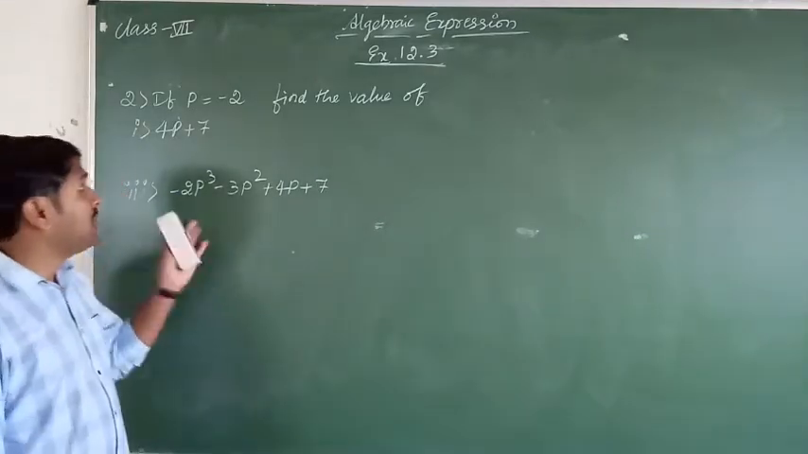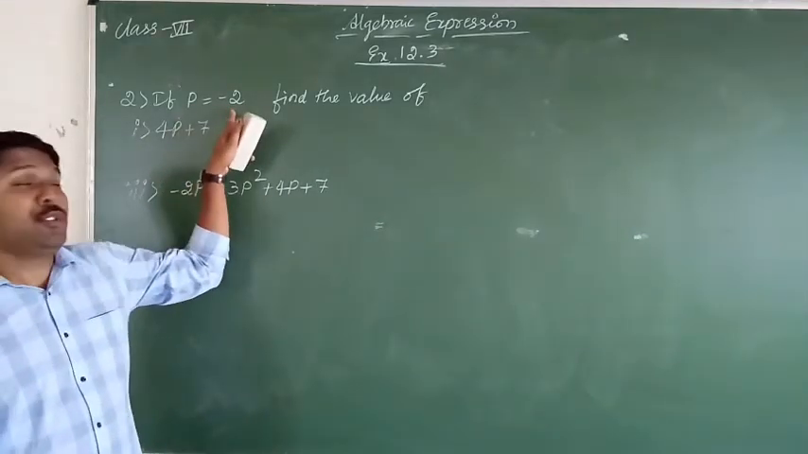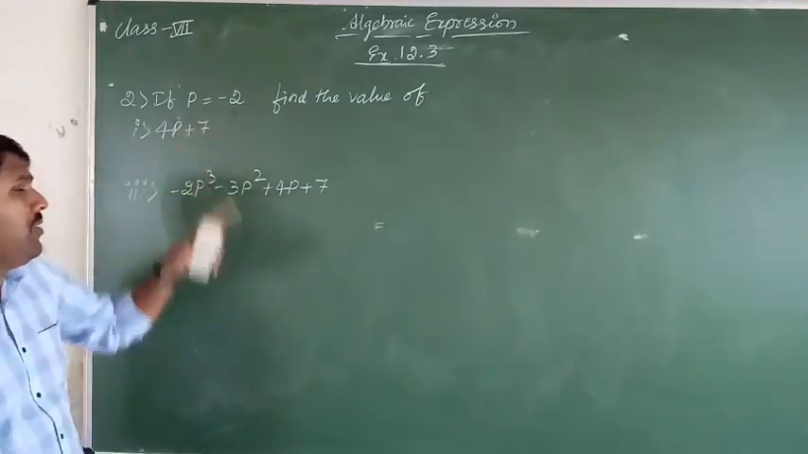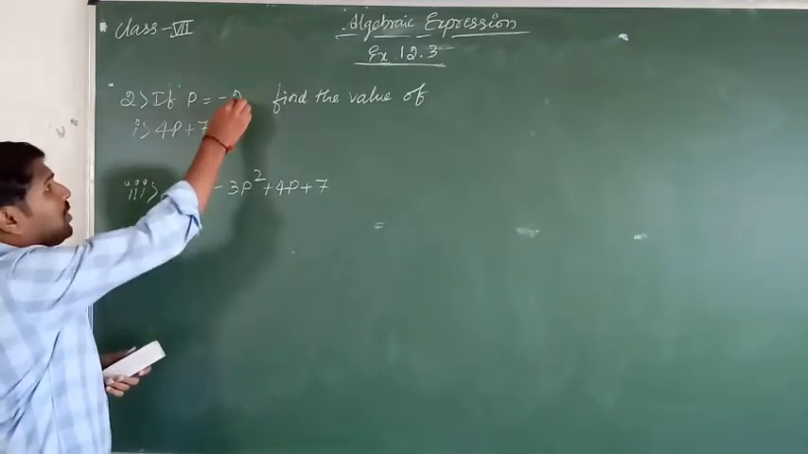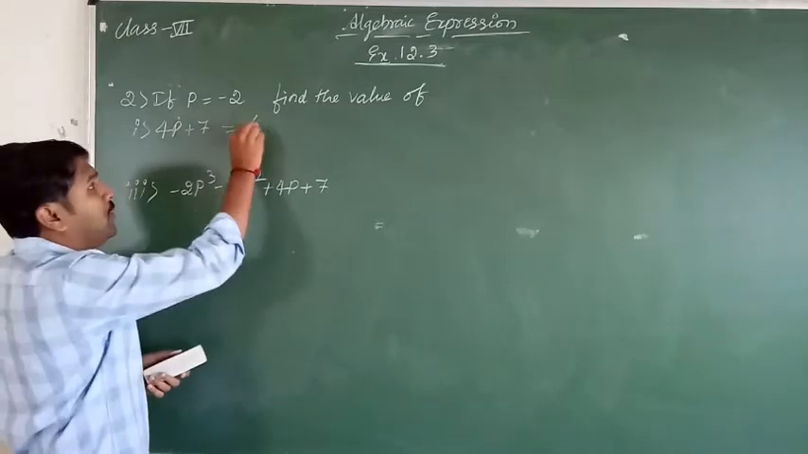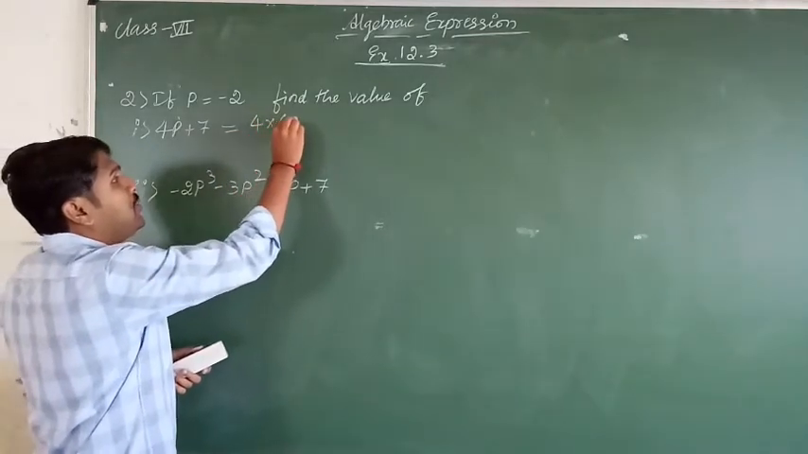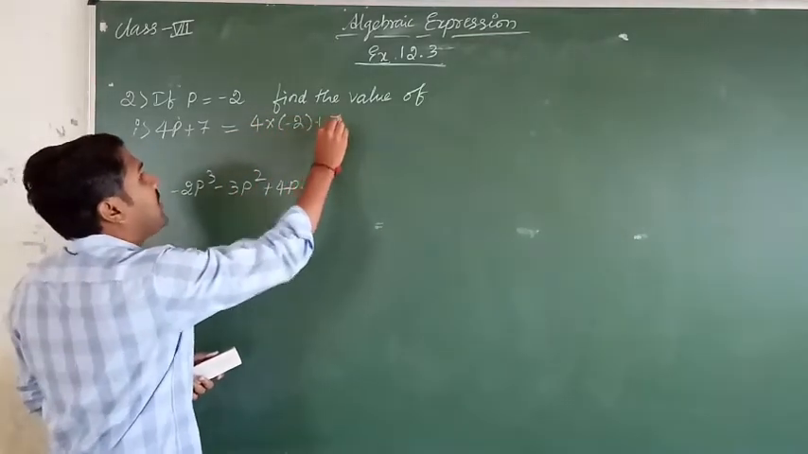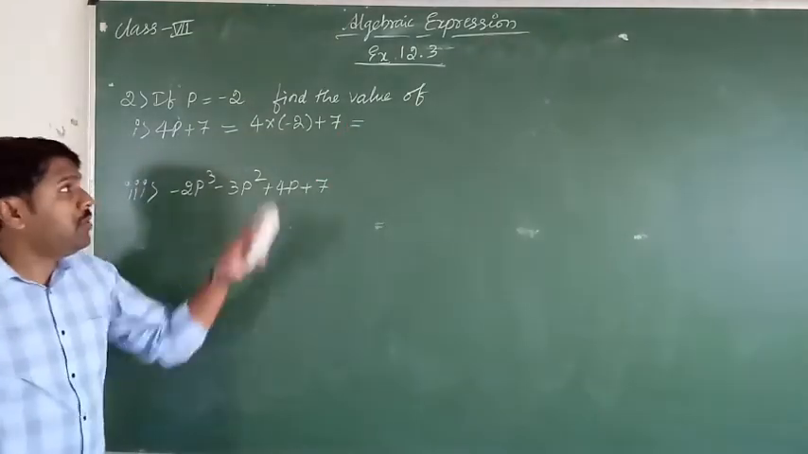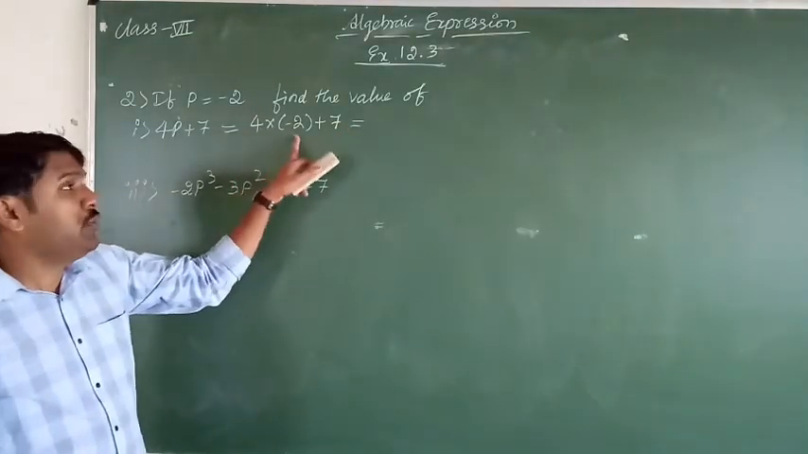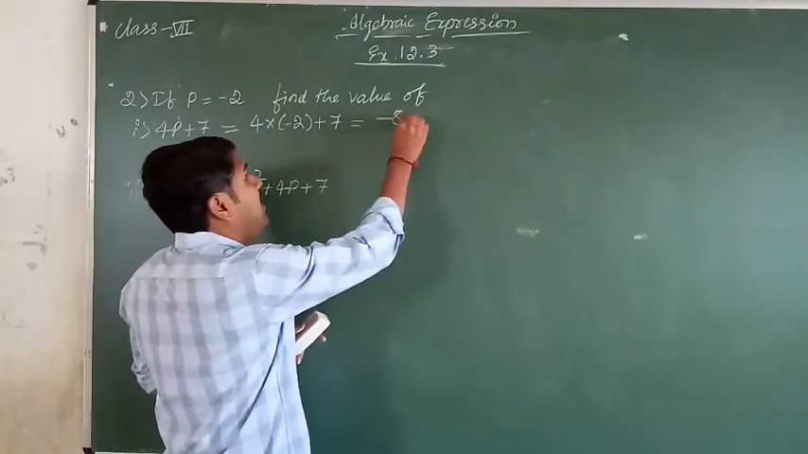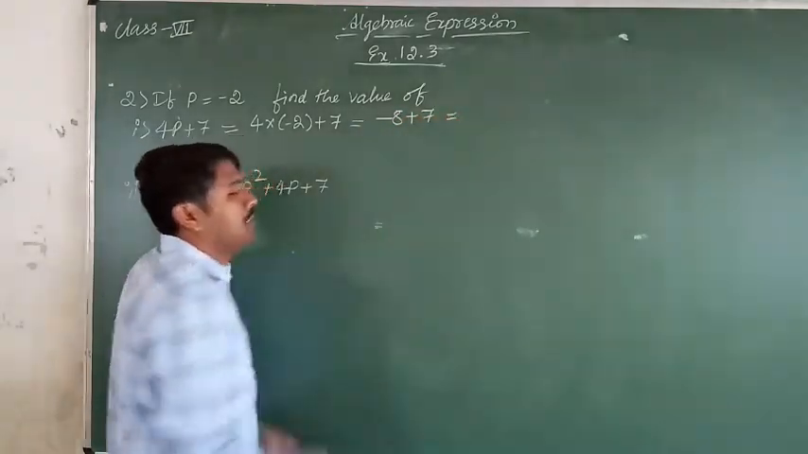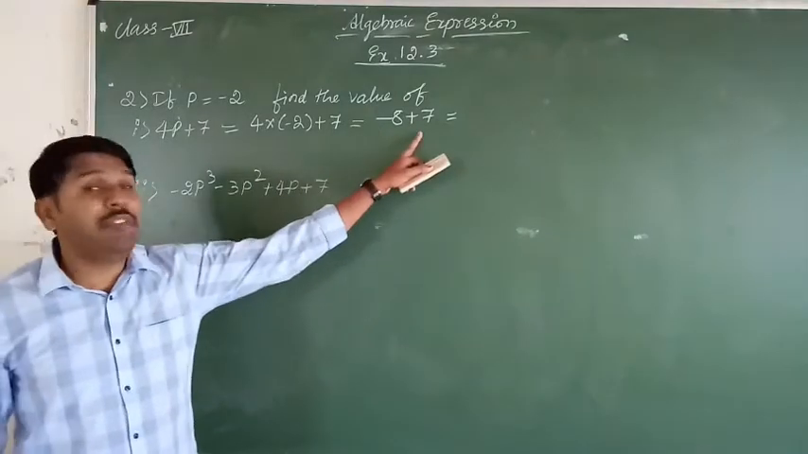So the second one is also the same. P value equals minus 2. Just find the value of the expression. Okay, so how to find this one? Just put the value, p equals minus 2. So 4 into minus 2 plus 7. 4 into 2 is 8, plus into minus is minus. Minus 8 plus 7. So here the numbers have different signs.